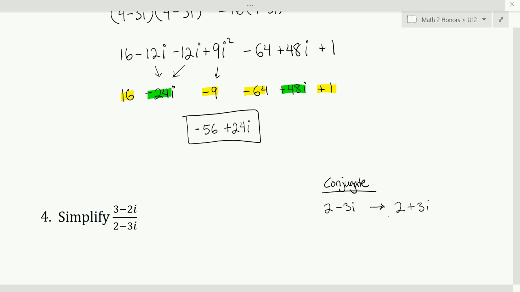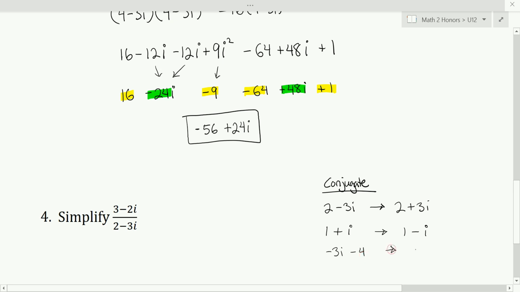So let's say, what would the conjugate of 1 plus i be? 1 minus i. Okay. What would the conjugate of negative 3i minus 4 equal? 3i what? Minus 4. The real part stays the same. The imaginary part changes sign.